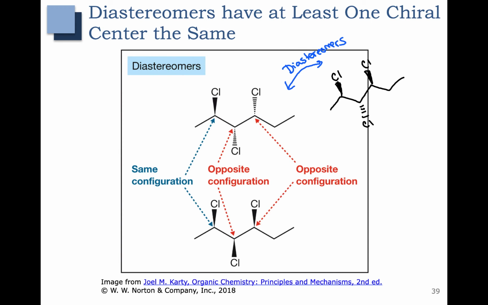There are other diastereomers that we could have drawn. We could have held this one the same and flipped this one. We could have also kept this one the same and flipped both. So there are several combinations that we can have that would give us a diastereomer.